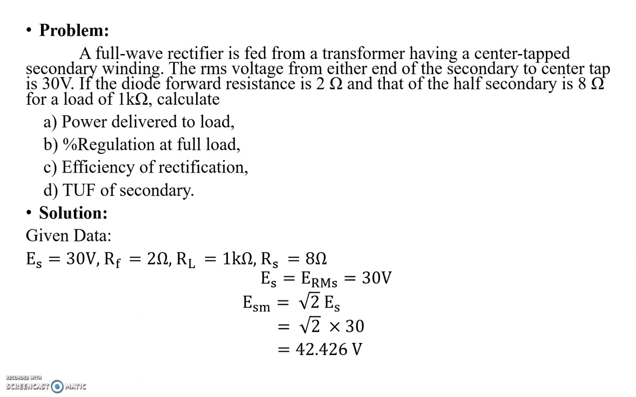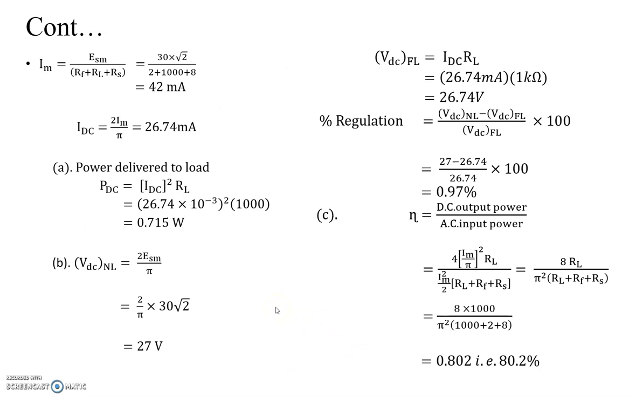The solution for this problem: write the given data. ES is equal to 30 volt, RF is equal to 2 ohm, RS is equal to 8 ohm, RL is equal to 1 kilo ohm. We know that ES is equal to ERMS, that is equal to 30 volt. You also know that ESM is equal to root 2 into ES. Substitute ES equal to 30 volt and find out the value. ESM is equal to 42.426 volt.